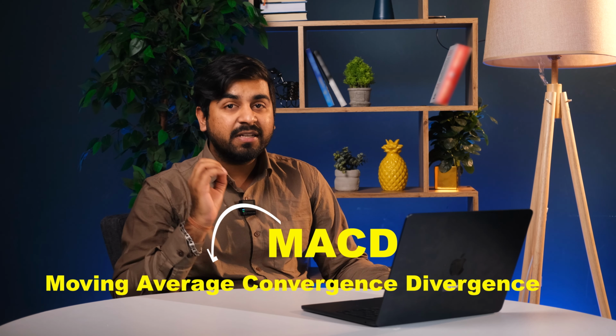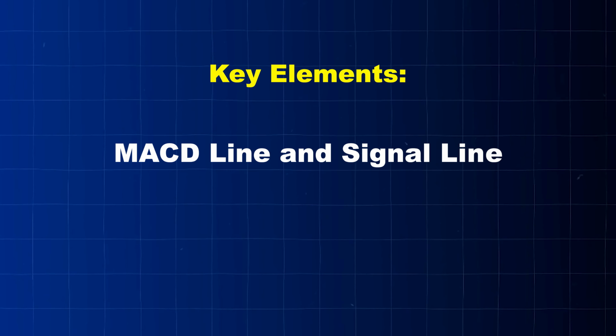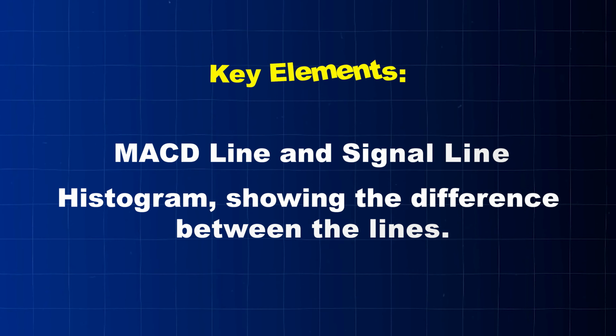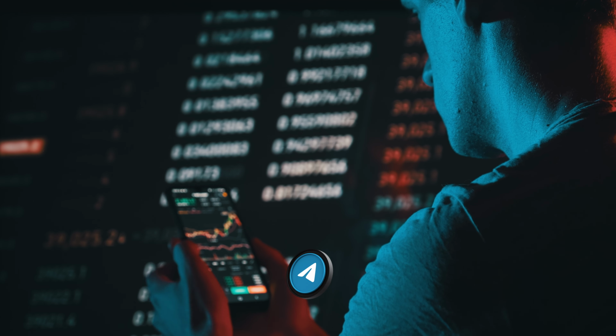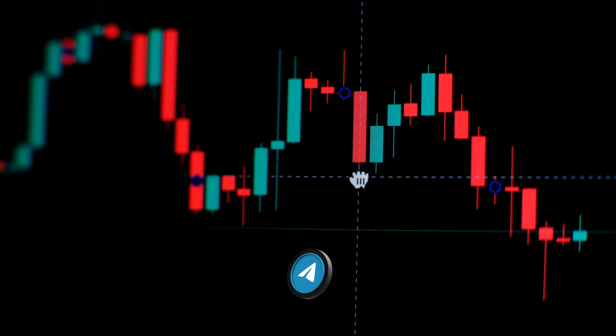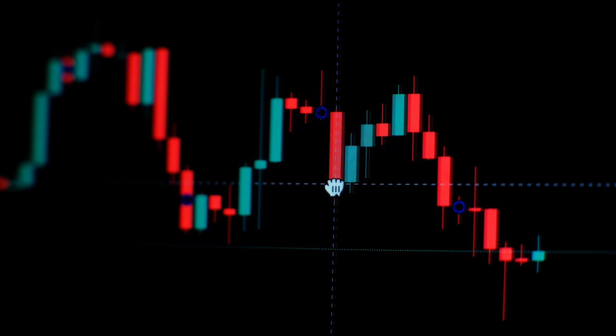What is the MACD? MACD, moving average convergence divergence, helps determine the trend's direction and momentum. Key elements are the MACD line, the signal line, and the histogram showing the difference between the lines. For example, if the MACD line crosses the signal line from below, that's a buy signal. Notice how the histogram starts growing on the chart. The trend is strengthening.